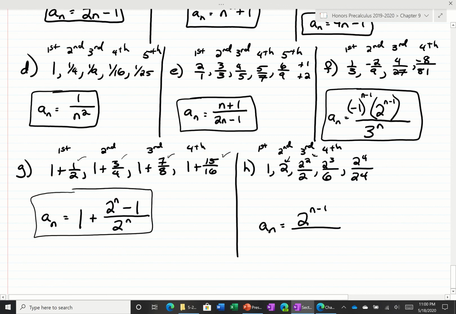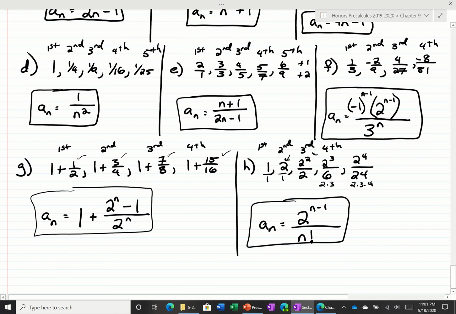The tricky thing is on the bottom. So it looks like we have 1, 1, 2, 2 times 3, that's 6, 2 times 3 times 4, that's factorial. Once you do a few of these, you kind of know what to look for. But that would be the formula I would use for this last one.